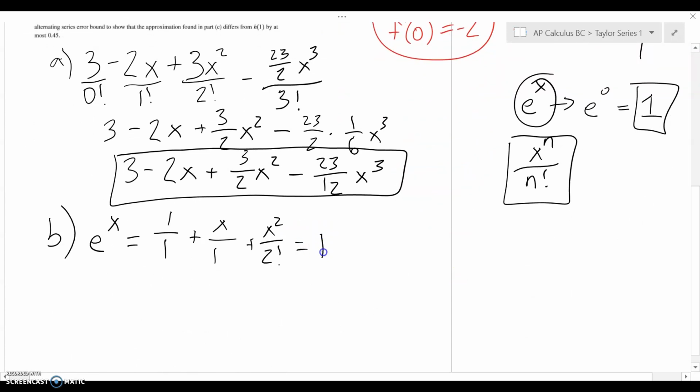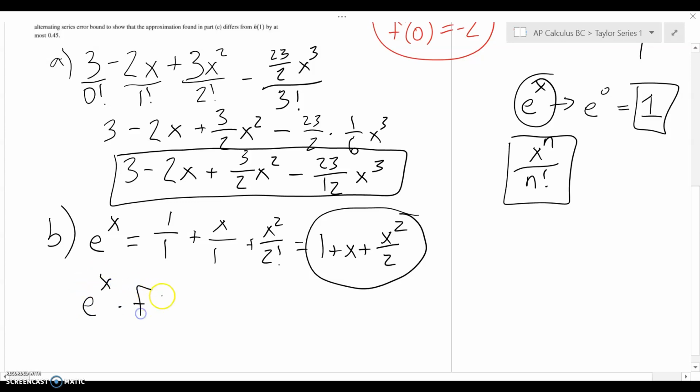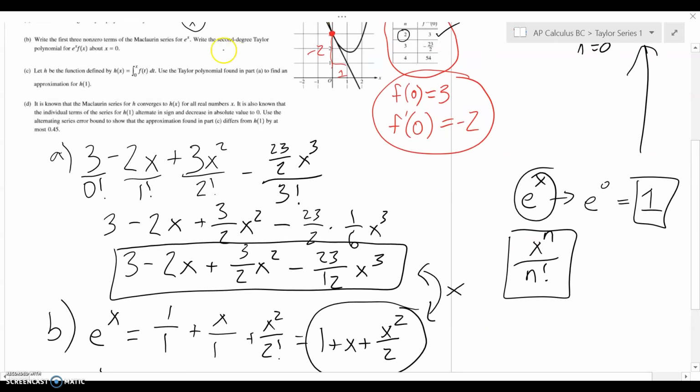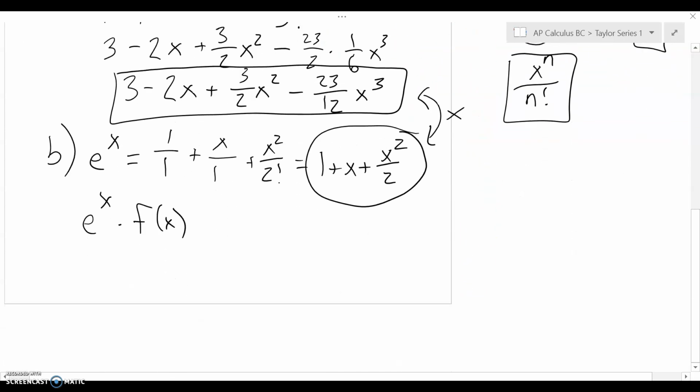And of course we could streamline that and call it 1 plus x plus x squared over 2. And in truth, you can just give them that. You don't need to actually show them where it comes from on e to the x. They're then asking for us to combine infinite functions. So they're asking for us to take e to the x, multiply it by f of x, which we came up with above. So that's these two multiplied together, and to write that as a second degree Taylor polynomial for e to the x f of x around x equals 0. So we're going to take those two and multiply them together.